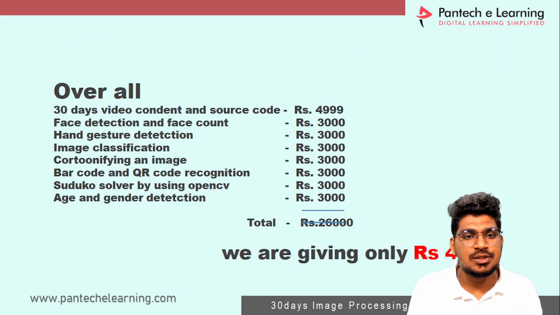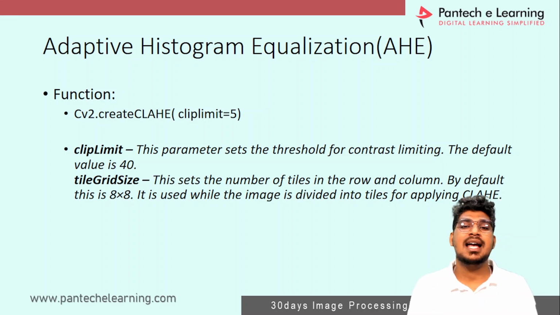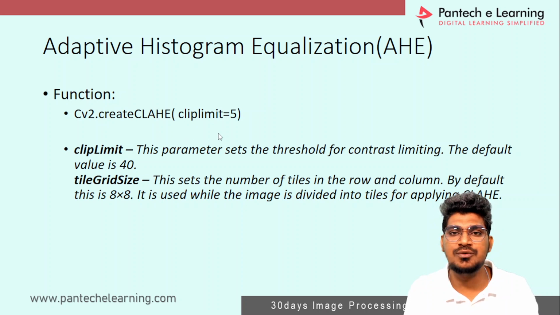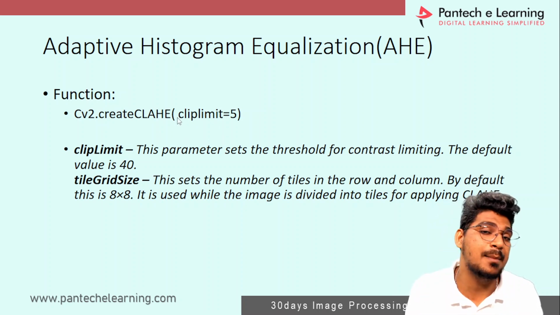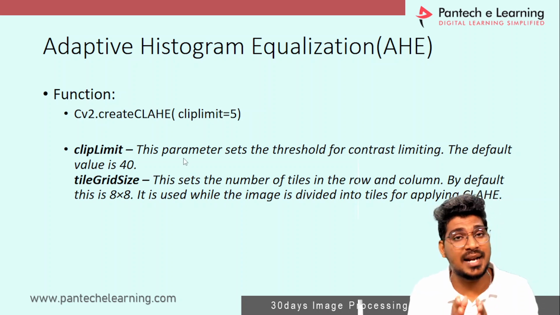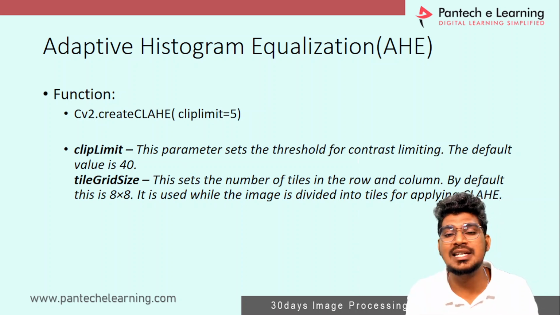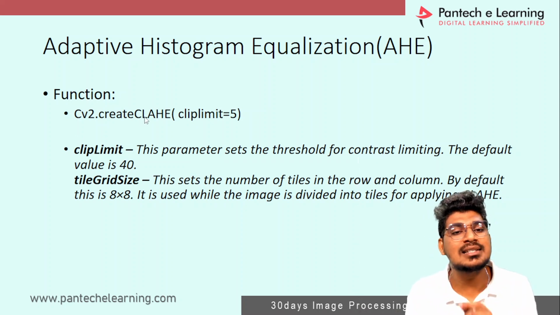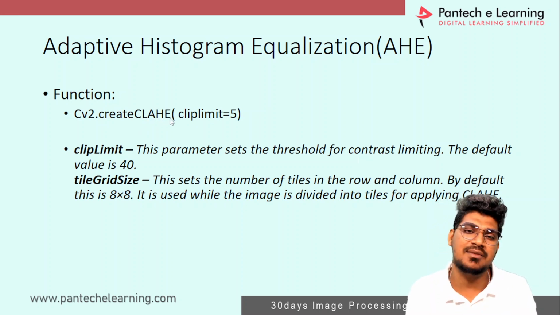Okay, right. So now I'm going to enter the adaptive histogram equalization. It is nothing but CLAHE. CLAHE means adaptive histogram equalization. Now I am going to enter the coding for this. We need to understand the two parameters for this. First one is clipLimit. ClipLimit is the parameter to set the threshold for contrast limiting. What is the meaning of CLAHE? That is contrast limiting adaptive histogram equalization.